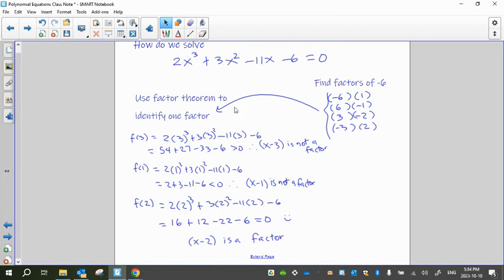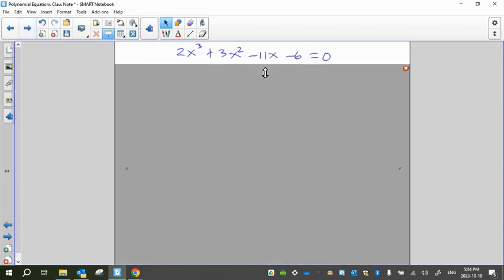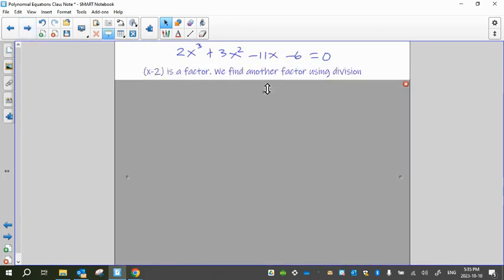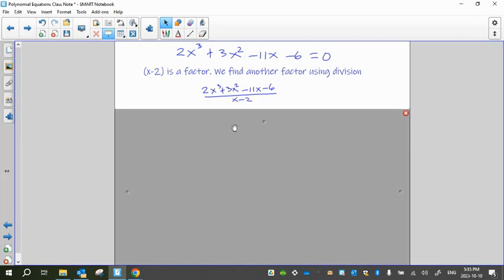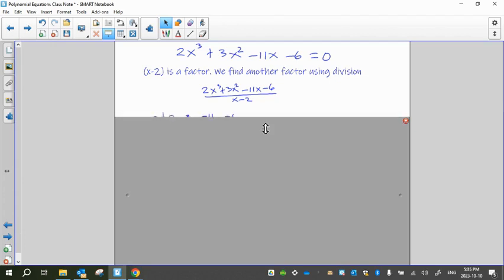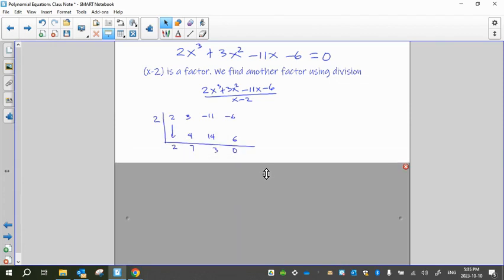So now that we have this equation and we know that x minus 2 is a factor, we can find the next factor by using division. Because we know that x minus 2 is a factor, then I can divide 2x cubed plus 3x squared minus 11x minus 6 by x minus 2. And I know that the remainder is going to be 0 because of what we learned earlier about factor theorem. And so I will do this using synthetic division. And here is the process.